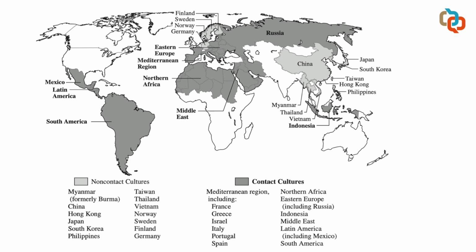Non-contact cultures, on the other hand, tend to value more personal space and have less physical contact during social interactions. In these cultures, touching is less frequent, and people maintain a larger physical distance from each other. Typical greetings may involve minimal or no physical contact whatsoever. Examples of non-contact cultures include East Asian countries like South Korea and Japan, as well as Northern European countries like Sweden and Germany. Taiwan is also a non-contact culture.